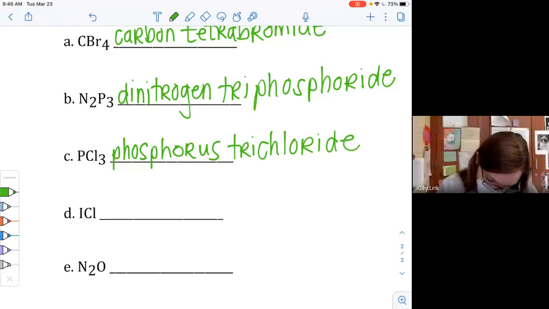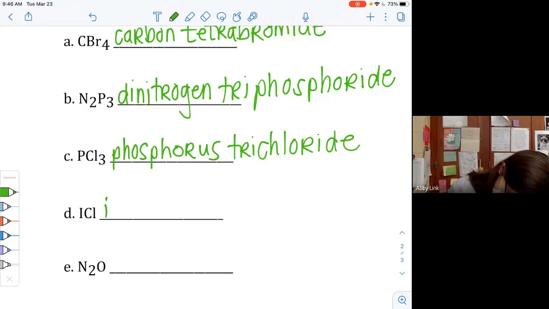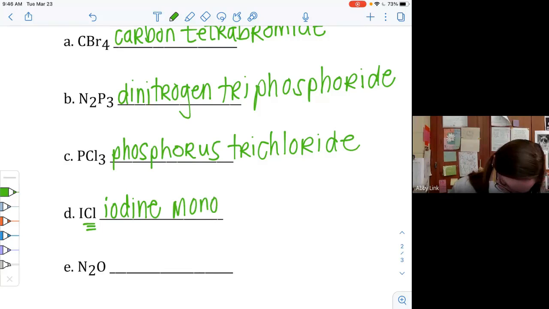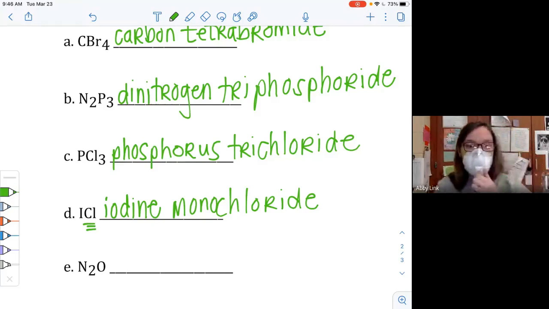All right, for letter D, we have ICl, so we have one of each, first element and second element. So for the first element, we'll write it out just as it is on the periodic table, iodine. And then we need the prefix, so we'll start with mono and chloride. We have to change that ending to -ide, so iodine monochloride.